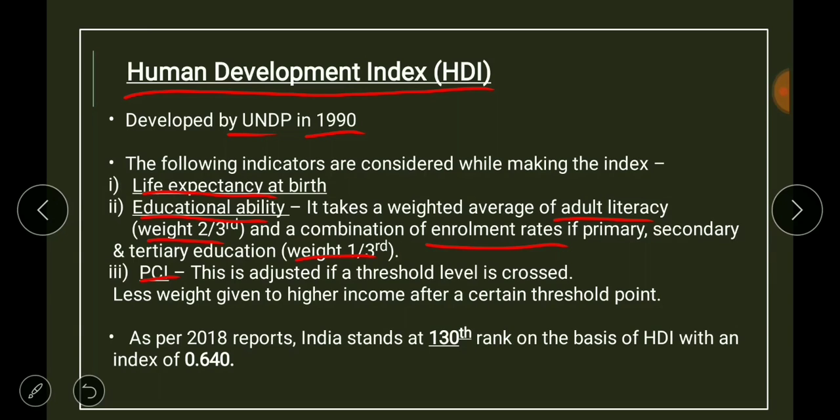And finally, we have the per capita income. This is adjusted if a threshold level is crossed. Less weight is given to a higher income after a certain threshold point. As per 2018 reports, India stands at 130th rank on the basis of HDI with an index of 0.640.